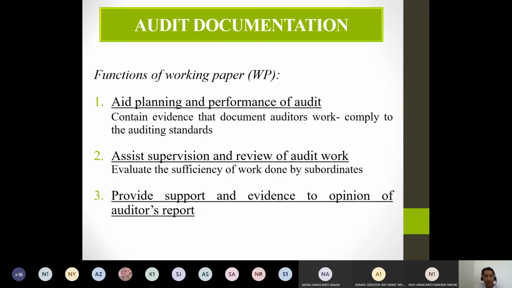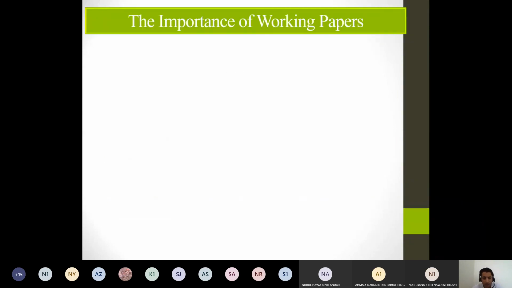Okay. Then number 3, provide supporting evidence to the opinion of the audit report. So if the auditor comes out with, let's say, an opinion, either negative or positive, then they need to have supporting evidence. Why? They will be asked, why did you come to this opinion or this conclusion? So he or she has the working papers that can support his or her stand.